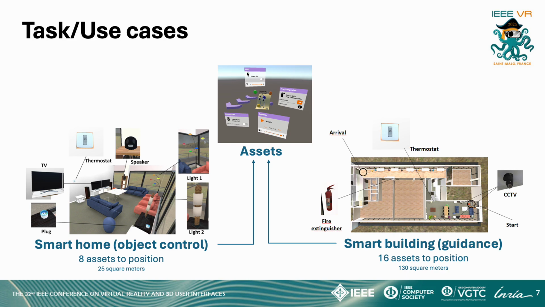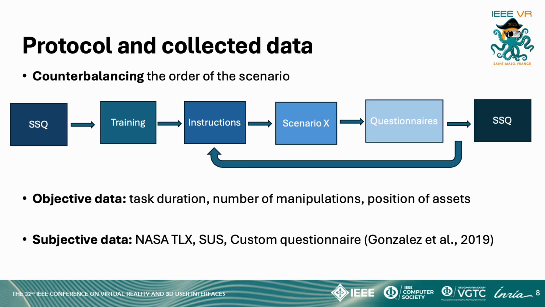Second, in a larger space, we addressed a security patrol guidance scenario where users were asked to place guidance assets and interfaces for interacting with the connected objects of the building. We applied a counterbalancing design to ensure that half of the users in each group started with the first scenario, while the other half began with the second.